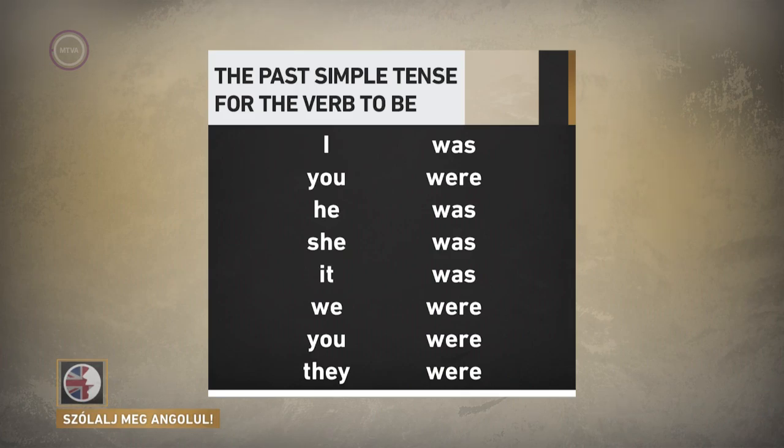Ladies and gentlemen, boys and girls, cats and dogs, pigs, rabbits and fish. Here, for the benefit of your English language learning skills, is the past simple tense for the verb to be. I was, you were, he was, she was, it was, we were, you were, they were.